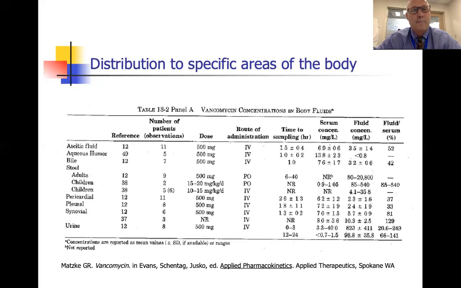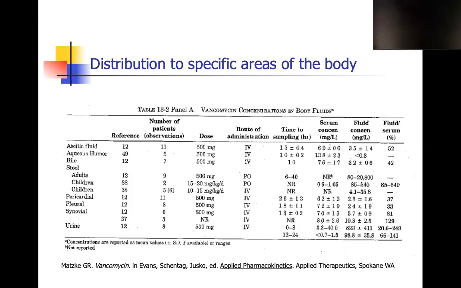in the CNS. So here's basically a table that I got from the pharmacokinetic textbook that looks at different concentrations and some times after concentrations. And you can see very good concentrations throughout the body. If you give the drug orally, you can see very high concentrations in the stool, which is good for C. diff, obviously.